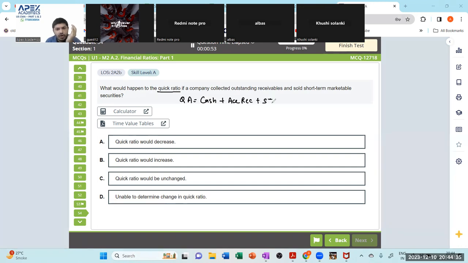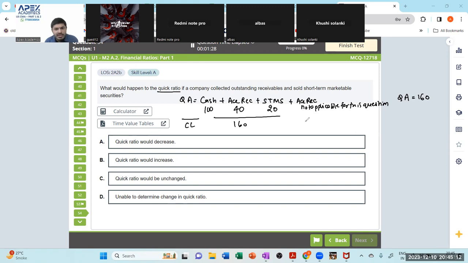accounts receivable, short term marketable securities, which I write as STMS in short form, and of course accounts receivable, but here accounts receivable is not applicable for this question. Now pay attention. Suppose my cash is 100, my accounts receivable are 40 and my STMS are 20, which makes my total quick assets 140 plus 20, 160. And let me say that my current liabilities are also 160.